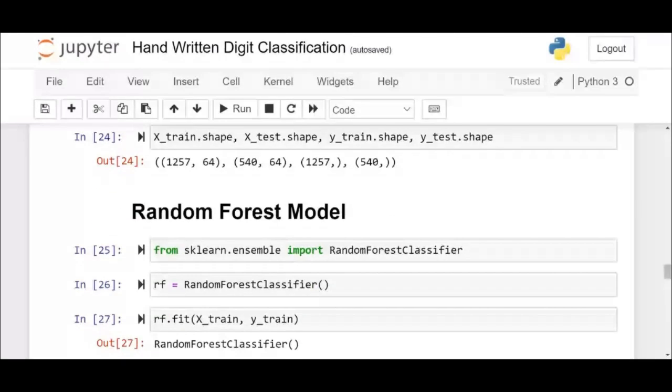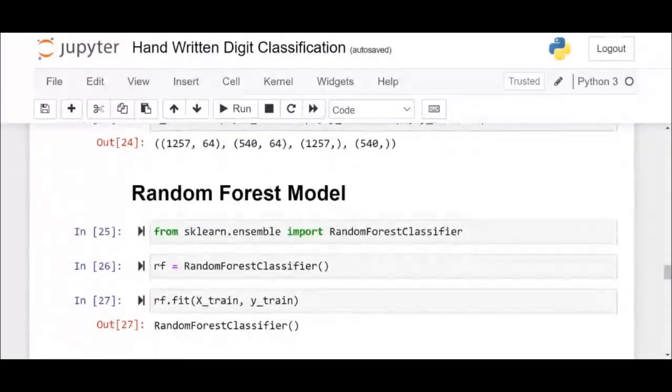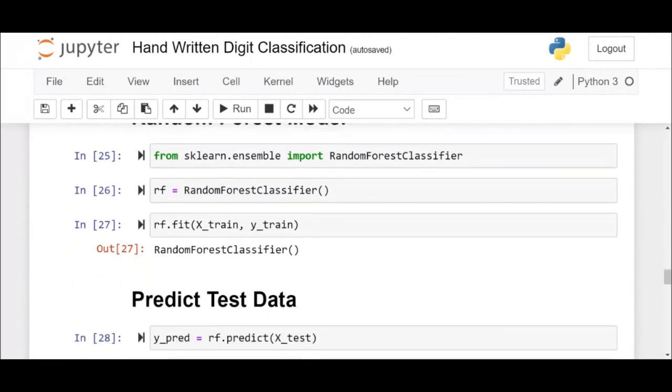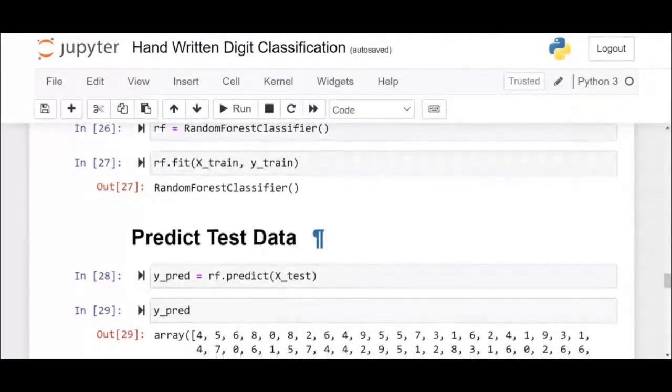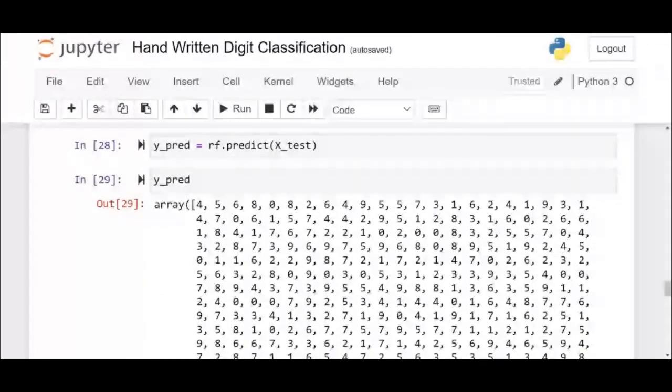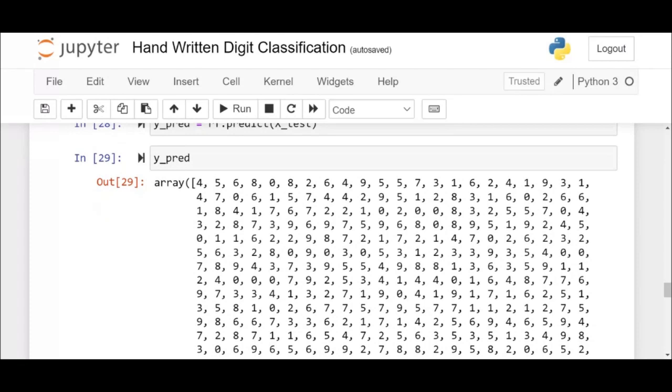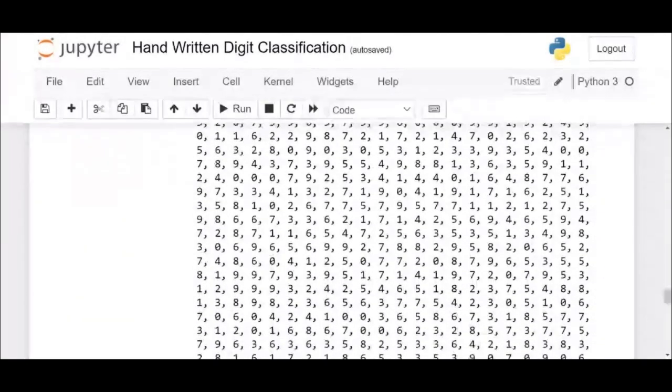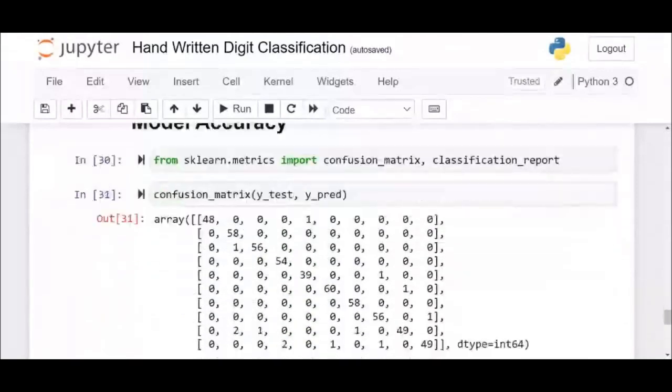Then we use the RandomForestClassifier and fit our model with x_train and y_train. Then we predicted our values with the function .predict, giving x_test. These are our predicted values. Then we compare these predicted values with the actual y_test, and this is our confusion matrix.